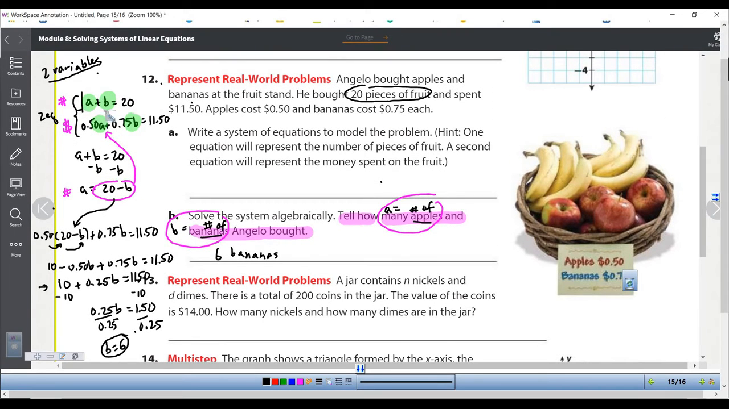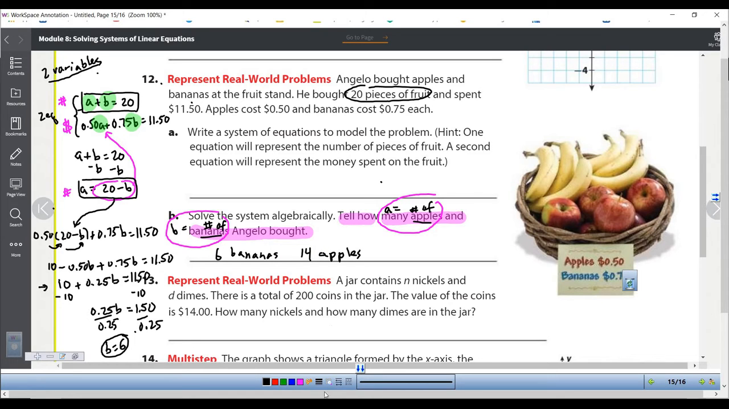Back up to the very beginning. What do we know? That there were 20 pieces of fruit. What did we just find out? There were 6 bananas, right? And what does that mean? That the number of apples is 20 minus the 6, right? If they have to add up to 20 and we've already used 6, we got to take that away. And I hope you know that 20 minus 6 is 14. All right, so we're saying that the answer is 6 bananas and 14 apples.